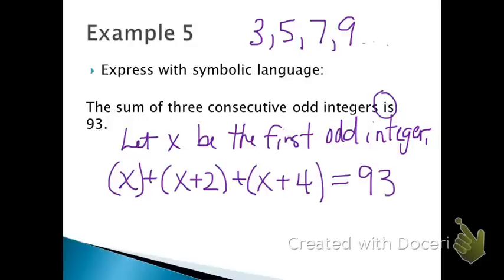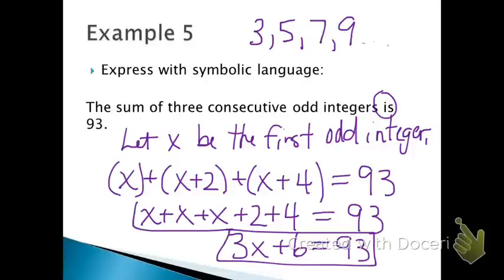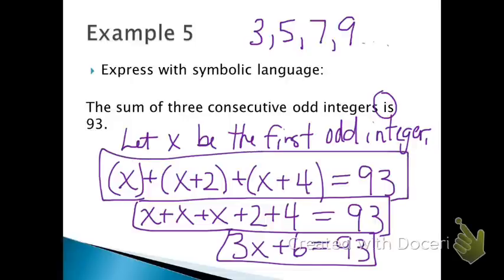So equals 93. Okay, and because this is all addition, I can rearrange things. So this is x plus x plus x plus 2 plus 4 is equal to 93. There's a different way that could be represented. This one looks like 3x plus 6 is equal to 93. So all of these are equivalent ways of representing that statement above, and any of them would be correct representations of it.